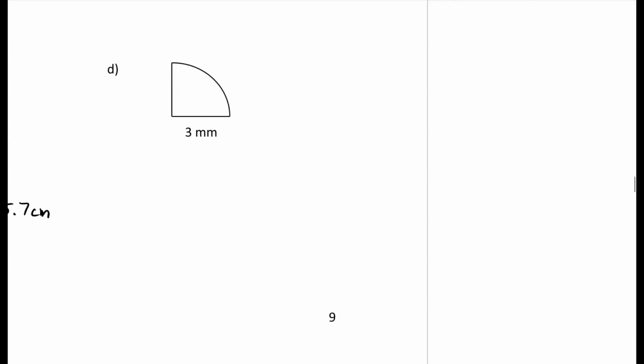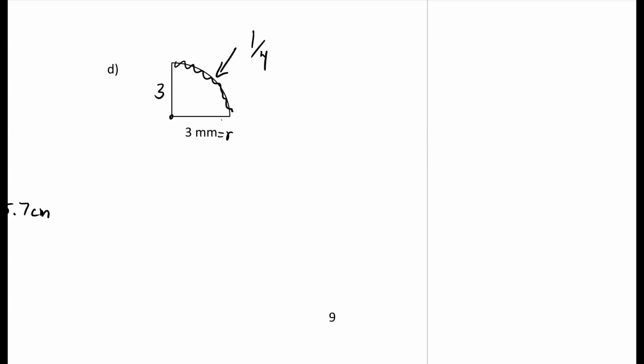For this one here, we have a quarter. That helps if I write the right thing. We have a quarter of a circle. So we have a quarter of the circumference. So first, we're going to find out our circumference. Then we have a side that is 3 millimeters, and this one will be 3 millimeters as well. And we know that this is our radius.